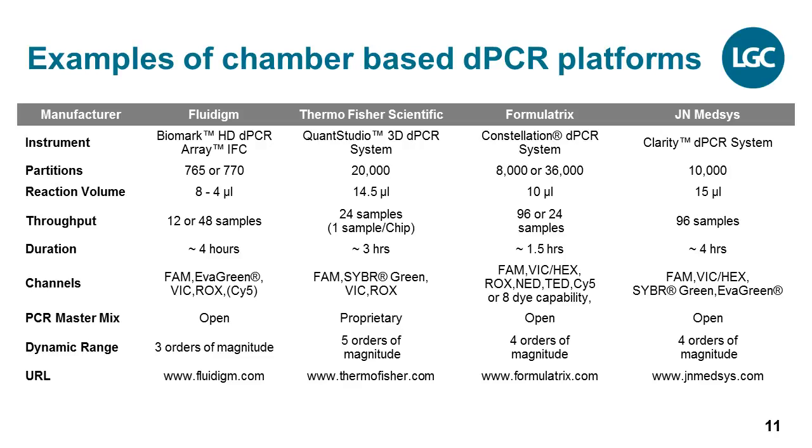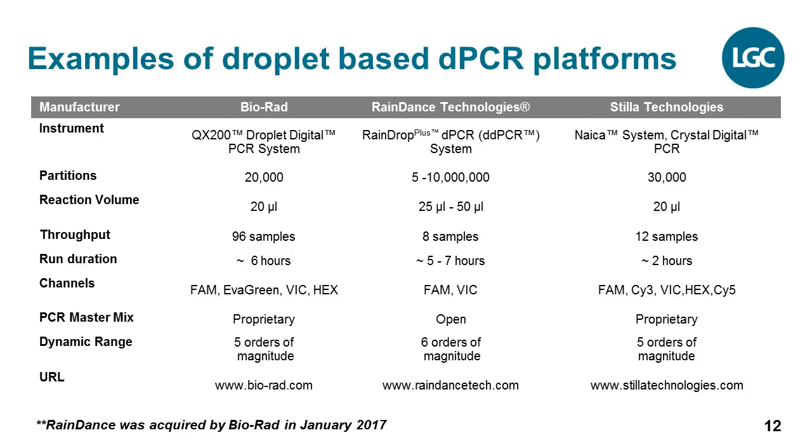A number of chamber-based digital PCR instruments are currently commercially available. These include the Biomark HD system from Fluidigm, the QuantStudio 3D system from Thermo Fisher Scientific, the Constellation system from Formulatrix, and the Clarity Digital PCR system from JN Medsys. The table presented on the slide summarizes some of the key features associated with examples of chamber-based instruments.